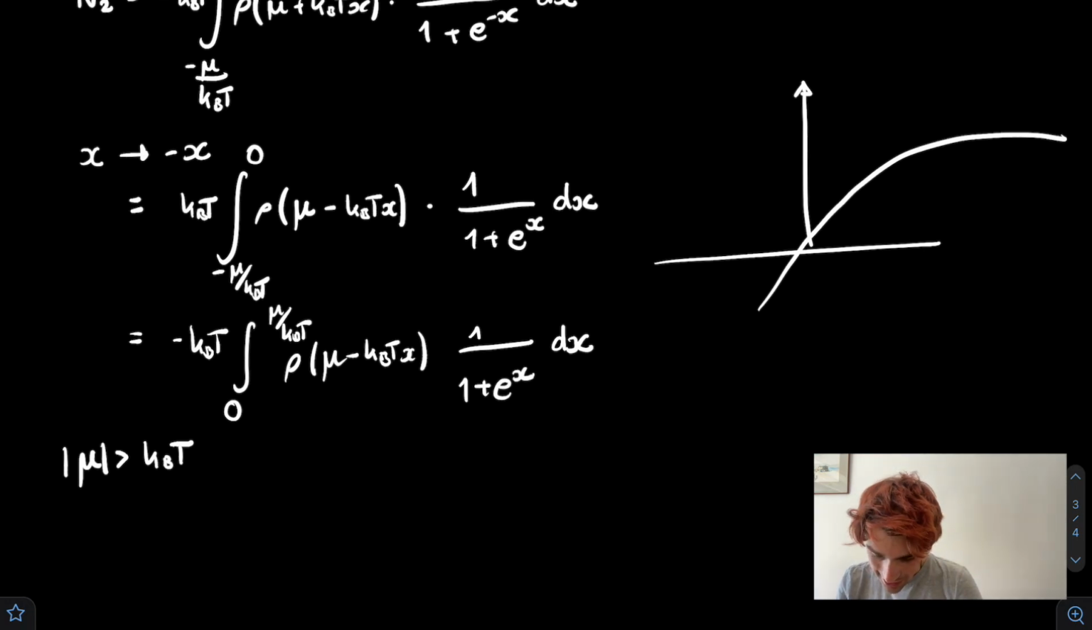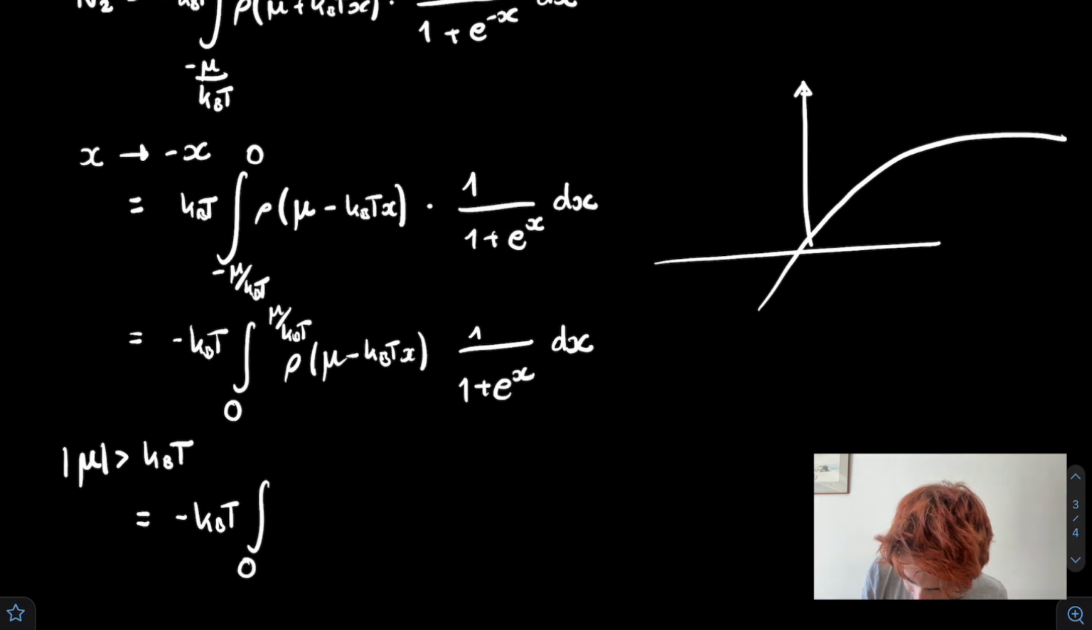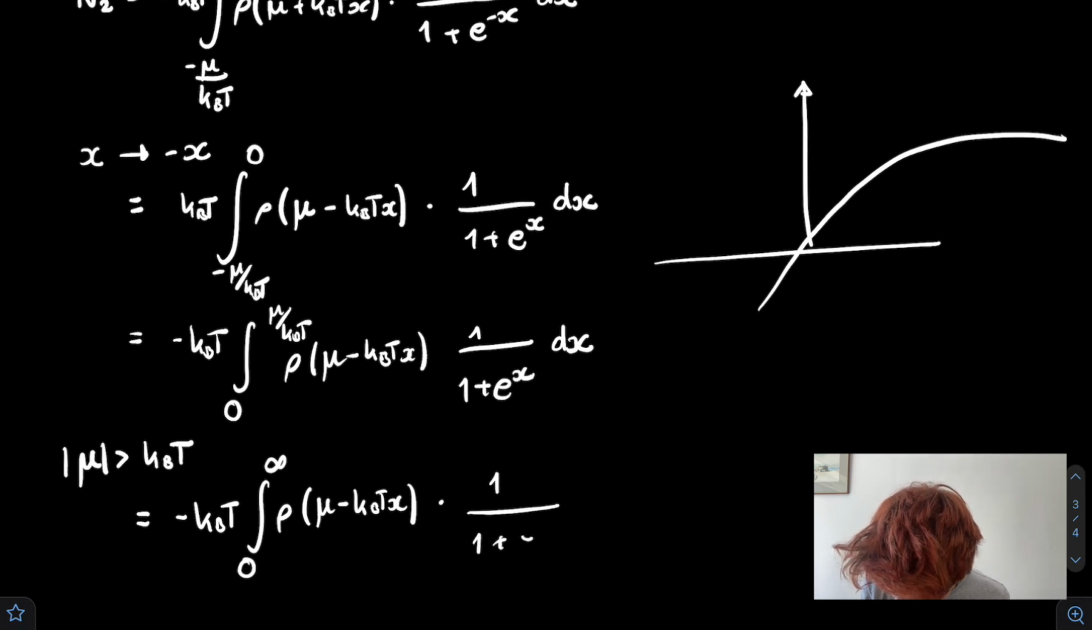And so for that, we're going to be assuming that the top limit in this integral is basically infinity right there. Now this might seem a little bit arbitrary, but you find that for small temperatures way less than the Fermi temperature, this approximation is valid. So let's go ahead and do that. So we're going to get minus kBT times the integral between 0 and infinity, rho of mu minus kBTx multiplied by 1 over 1 plus e to the x dx right there.